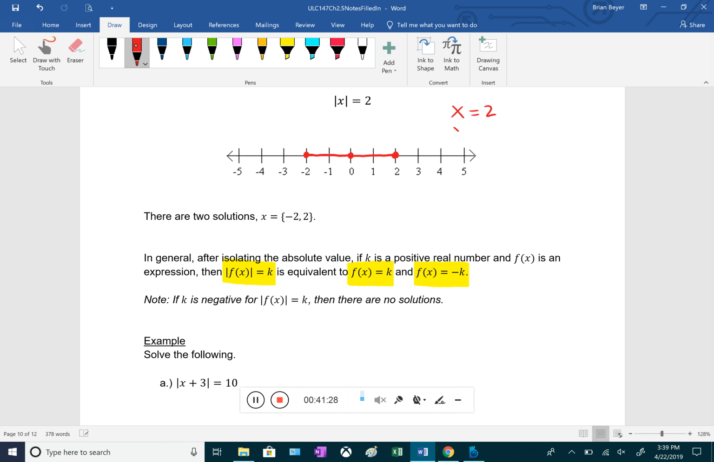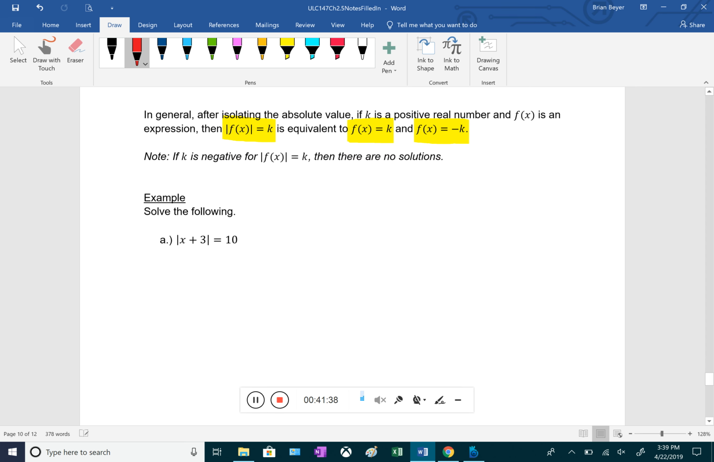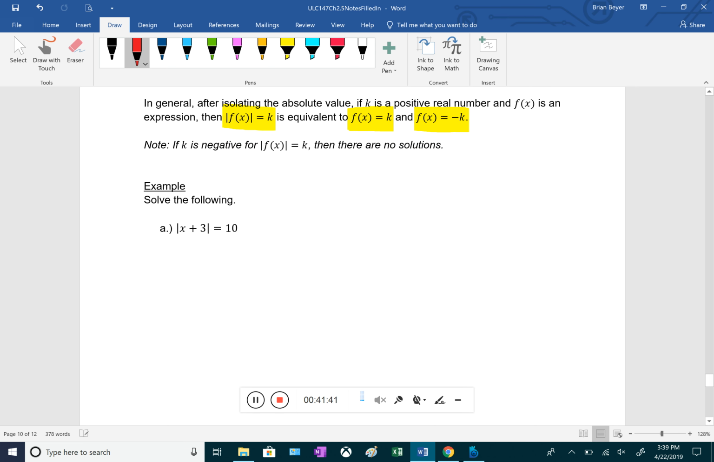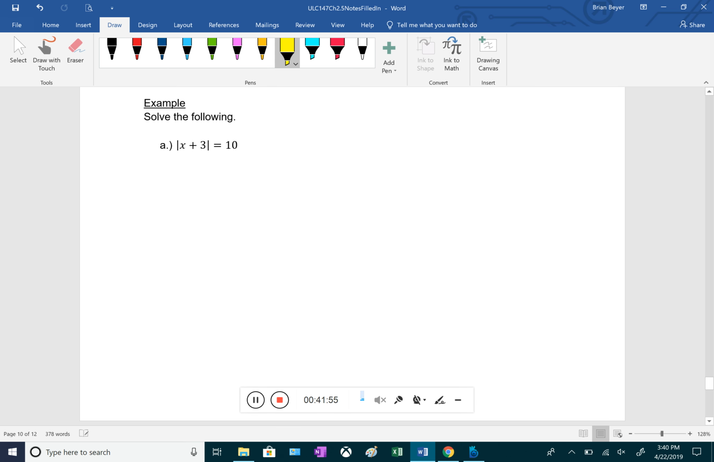Drop the absolute value bars, it equals negative 2, which were our answers. Okay, so we're doing the exact same thing, except we might just have an expression other than just x this time. If the k value is negative, if we have the absolute value of x equals a negative number, there's no solutions because the absolute value of a number can never be negative. Okay, so let's see how we do this with a couple examples.